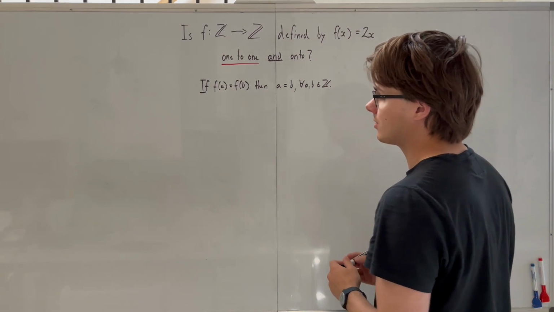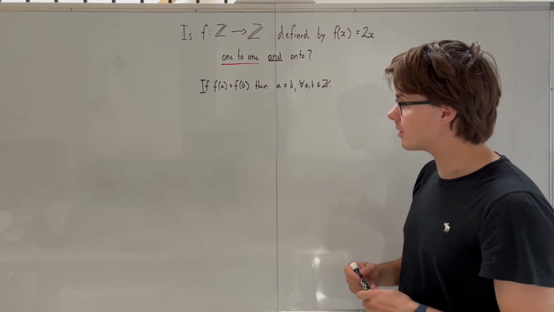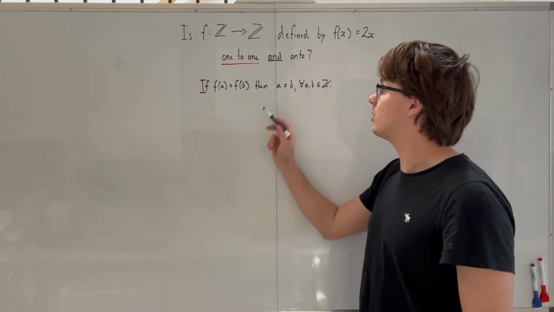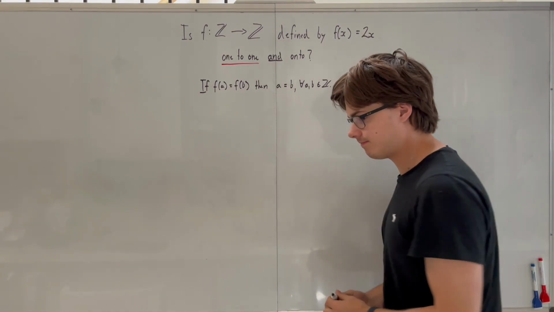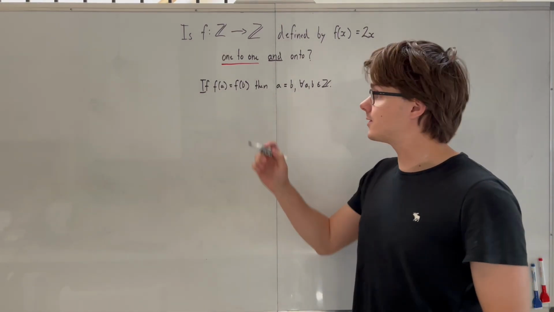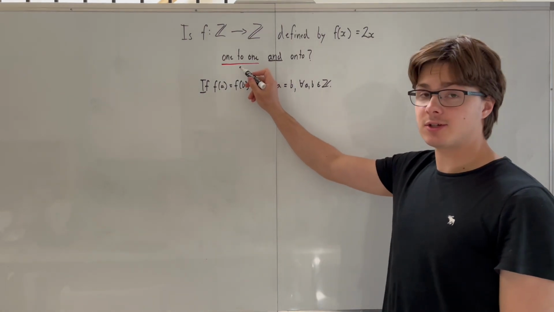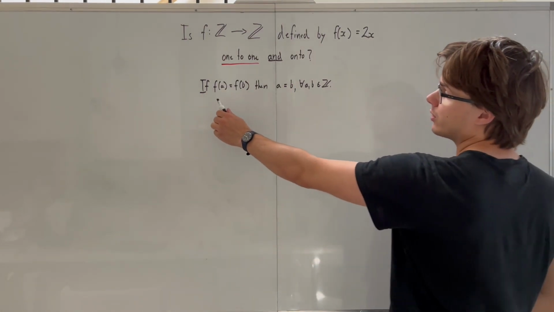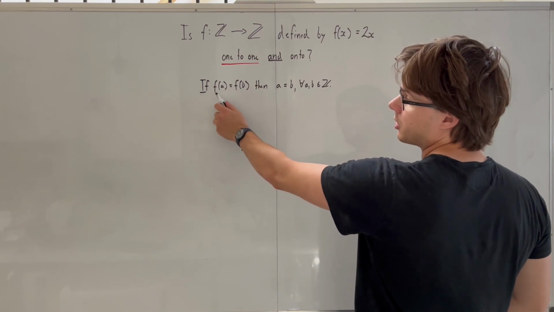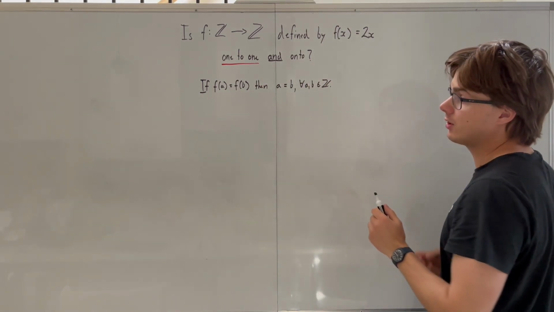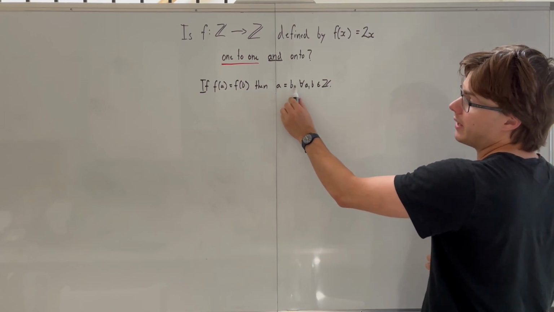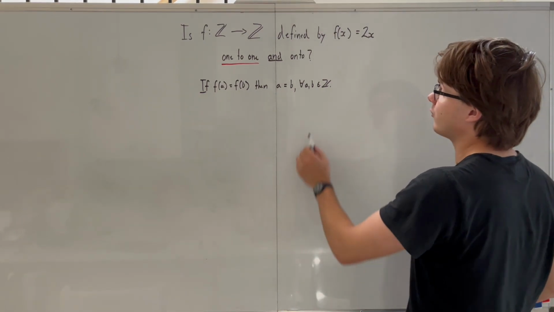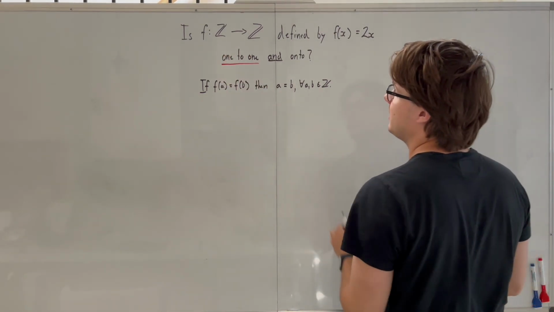Okay, so this is our definition of one-to-one. So what is it saying? It's saying that if we have two things in the codomain, our 2x, that are equal, then it must be that our elements in our domain must have also been equal. And of course, the elements we're looking at must be integers.